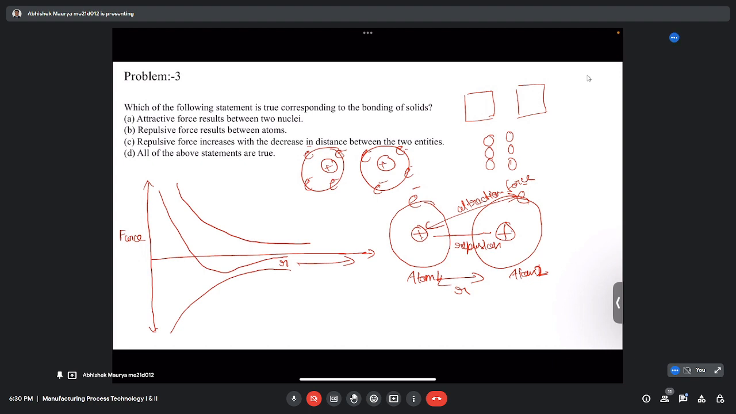I have drawn three curves. So this one is for the repulsive force between the two atoms. And this is the attractive force. And this is the sum of both, the total force.